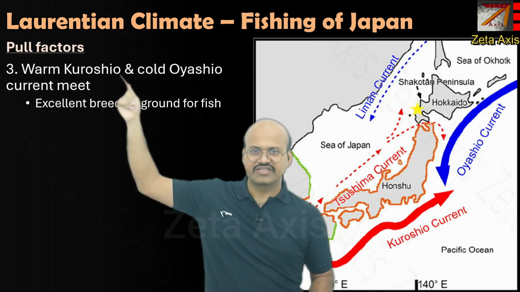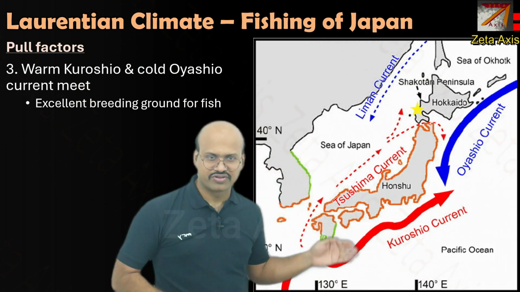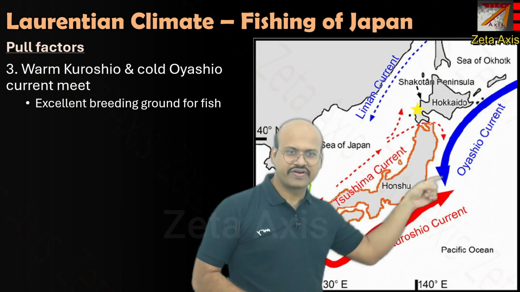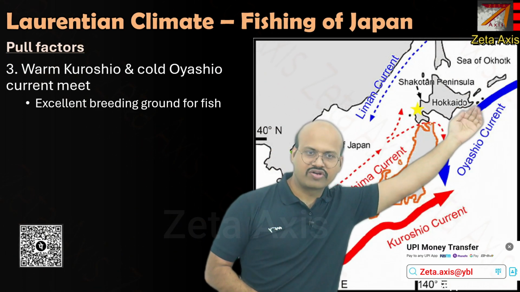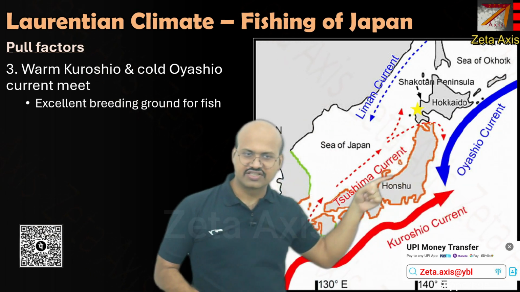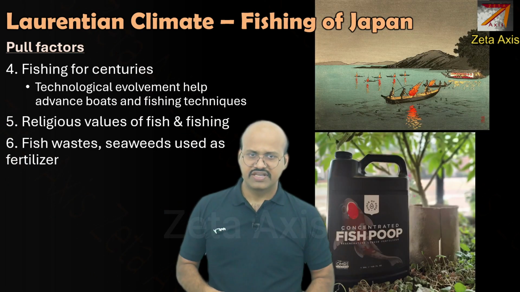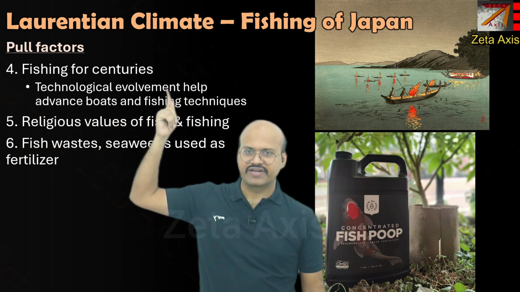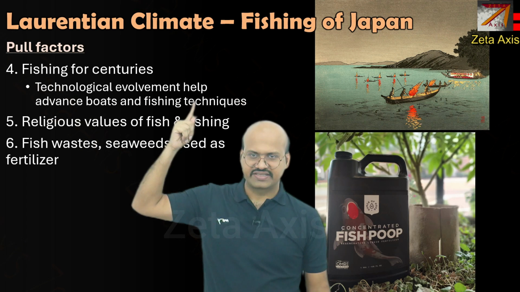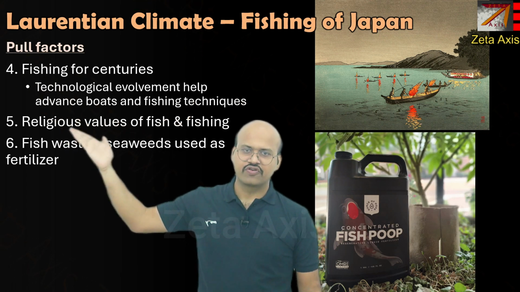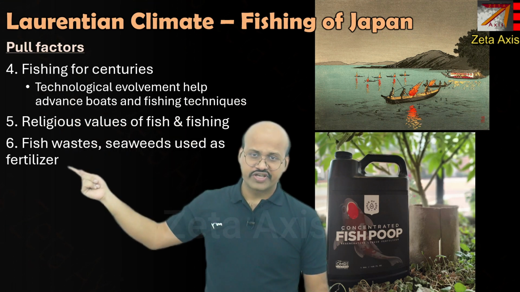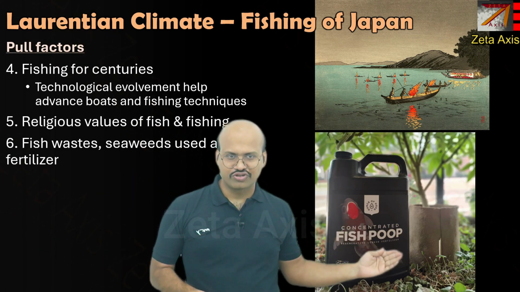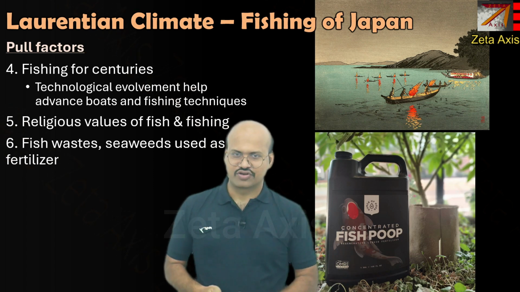The warm Kuroshio current meets the cold Oyashio current, making an excellent breeding ground. As we have seen in the Newfoundland case, here the Kuroshio current meets the Oyashio current, and phytoplanktons are brought down by the Oyashio current, so there are very good conditions for fishing in this region. The Japanese people have been fishing for centuries, and technological evolvement has helped them advance boats and fishing techniques. They also have religious value for fish and fishing. Fish wastes and seaweeds are used as fertilizers; even the waste of fish is used as fertilizer in the agriculture done there.